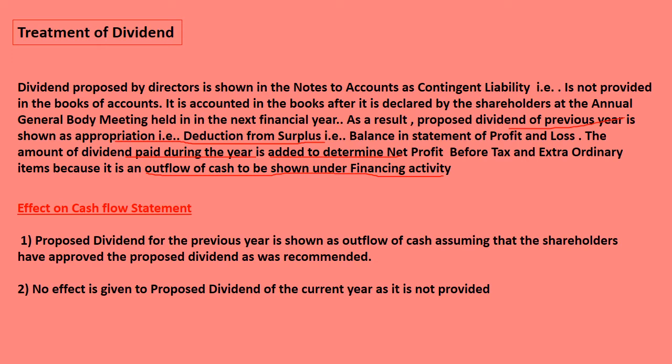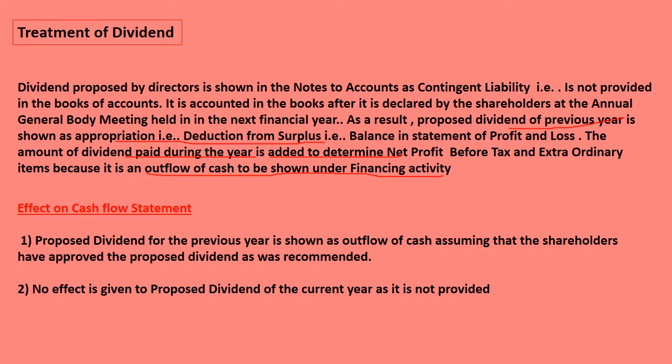The procedure is, in the directors meeting, the dividend will be proposed to pay, and this is to be kept in the general body meeting, which will be held only in the next financial year, and from there it has to be declared. Then only the firm can pay it. So the payment of the proposed dividend will occur only in the next financial year.